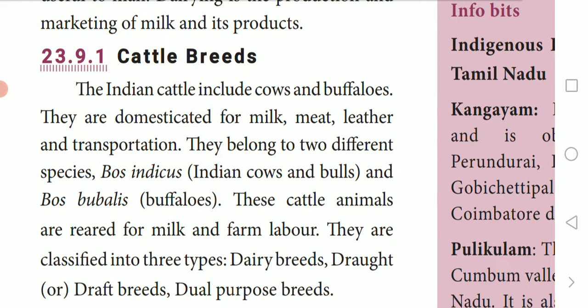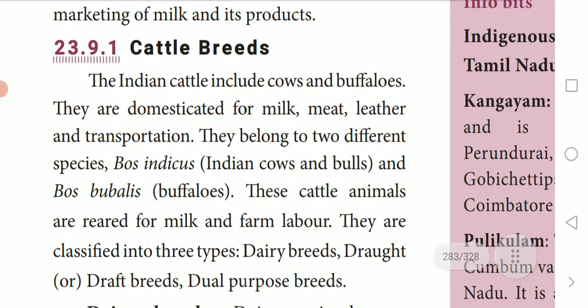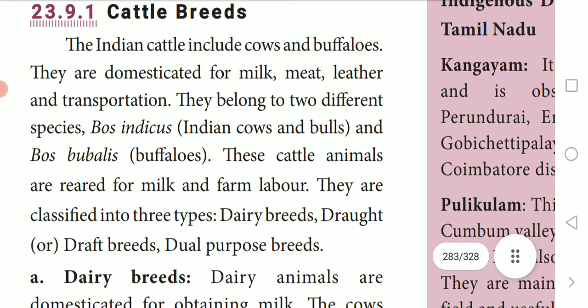Cattle breeds. The Indian cattle include cows and buffaloes. They are domesticated for milk, meat, leather, and transportation. Here, these cows and buffaloes are Indian cattle, domesticated animals used for extracting milk, meat, leather, and transportation purposes.